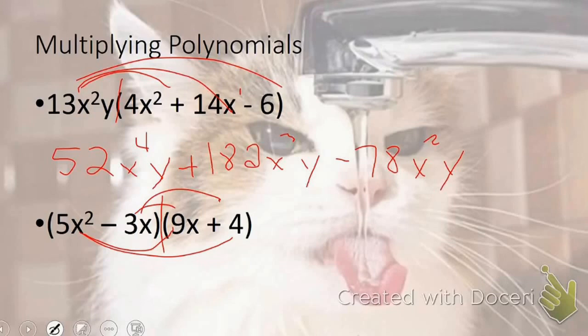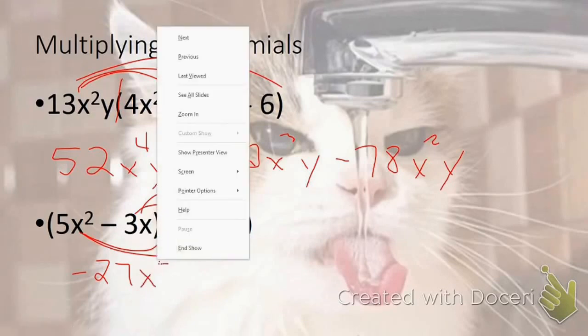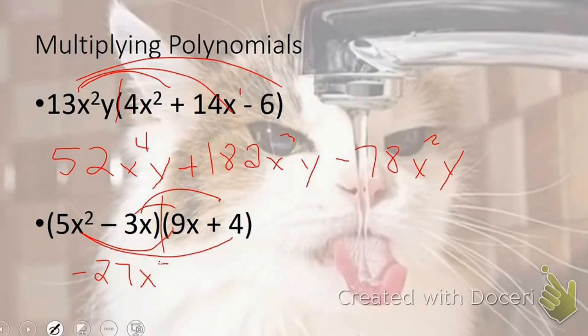Yes, a double distribute. So let's start. I'm going to start at the top with a negative 3x times 9x. Multiply the numbers. Negative 3 times 9 is negative 27. X times x, keep the base. 1 plus 1, x squared. Okay, let me rewrite that one. X squared.